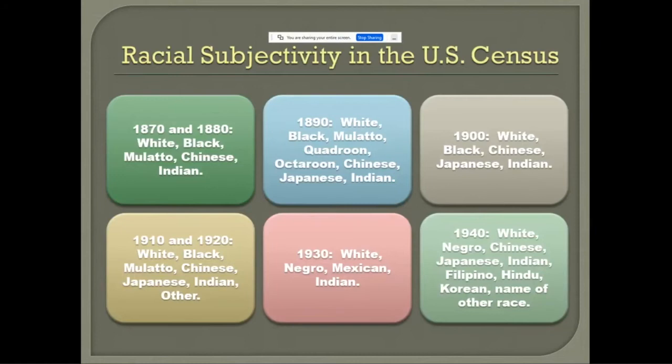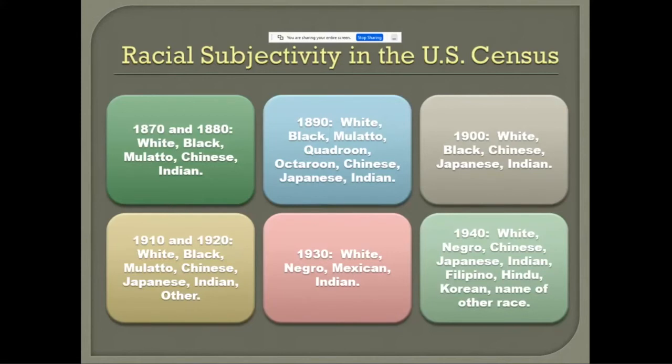So in 1940, for example, you have white, Negro, Chinese, Japanese, Indian, Filipino, Hindu, or other race. But if you go back to 1870 and 1880, you have white, black, mulatto, Chinese, and Indian. And this was all based on the census taker, what he or she saw. 1960 was the first census where there was a mail-in form and the people filling out the form could choose their own race. Before that, the census taker would knock on your door and just choose for you.